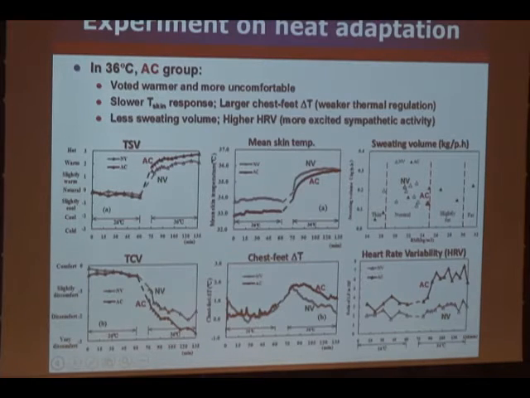This is the result. We show that in the 36 centigrade high temperature environment, the air conditioning group shows worse thermal sensation. They vote higher than the natural ventilation group. They give worse thermal comfort votes. And the skin temperature increased slowly, not response slowly. And the chest-feet temperature difference is higher, which means worse thermal regulation.